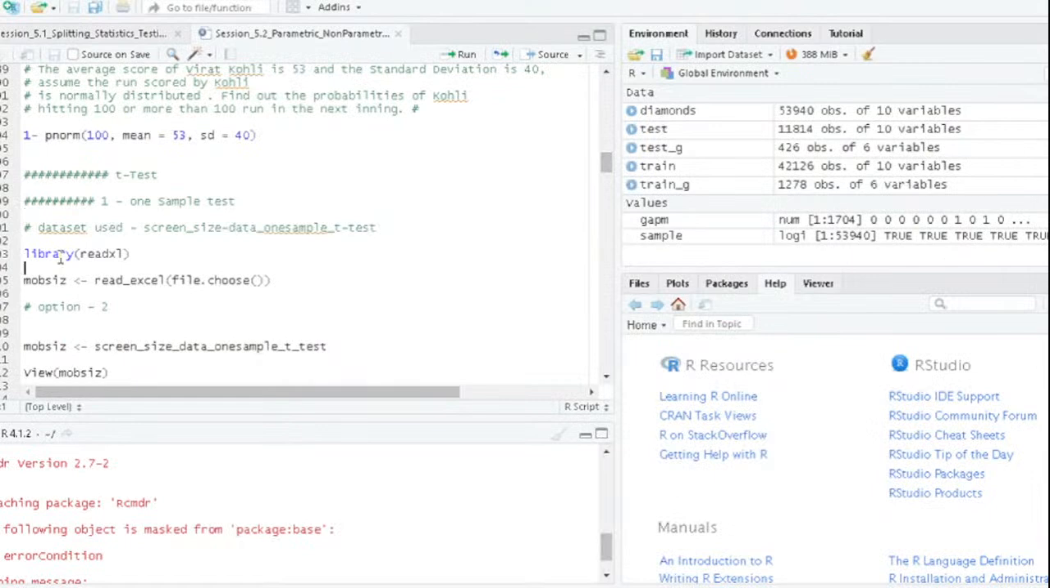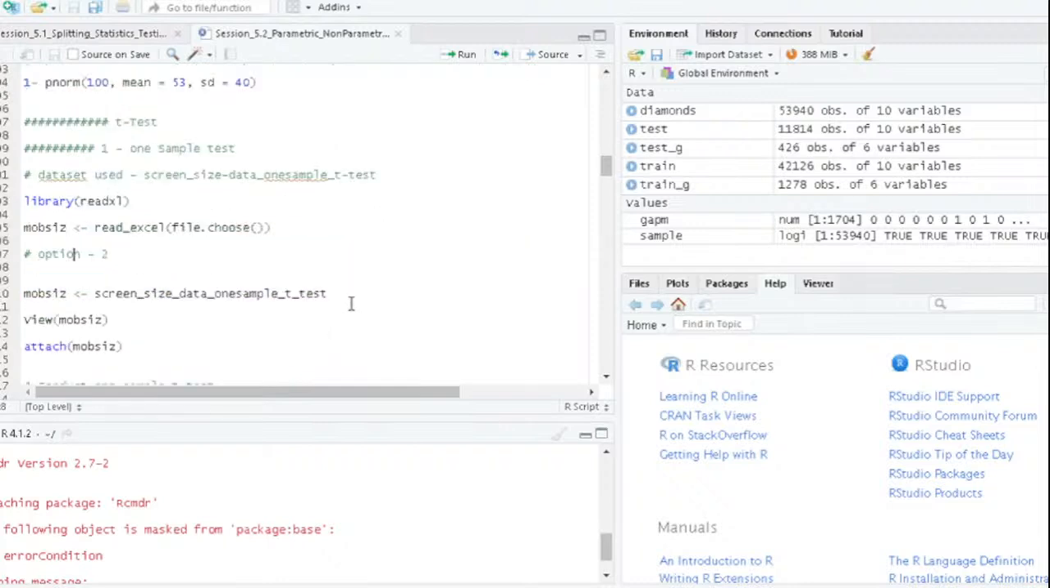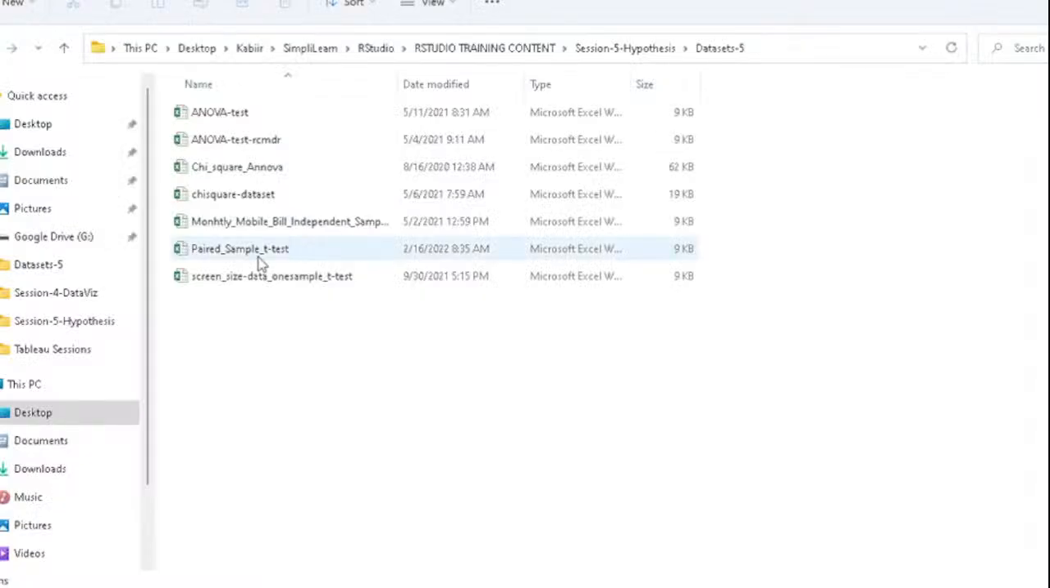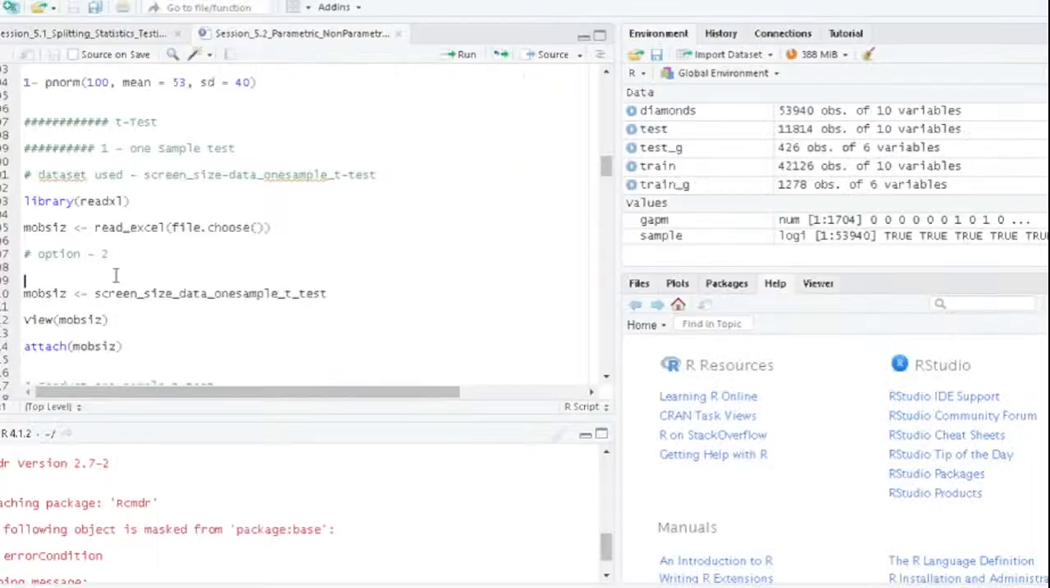First, I want you to read this, or don't run these line numbers 103 and 105. You can directly import it. I've just given two options. Use import data set and import this file, screen size sample 1 t-test. Import this and assign the name mob size, line number 110.